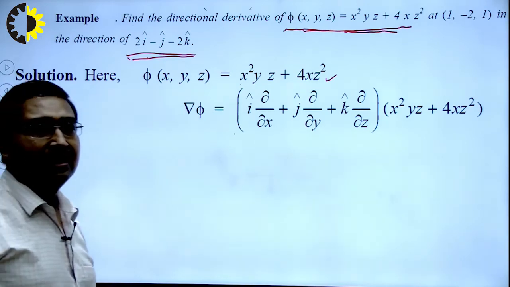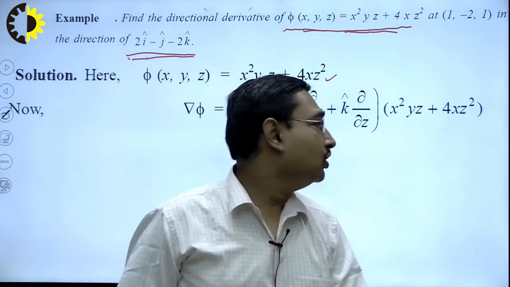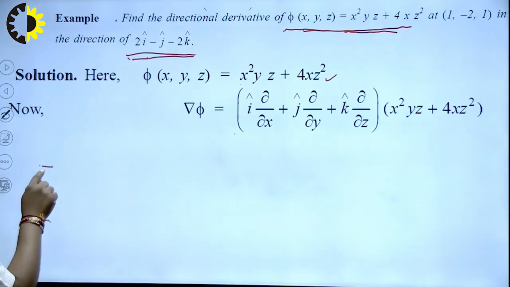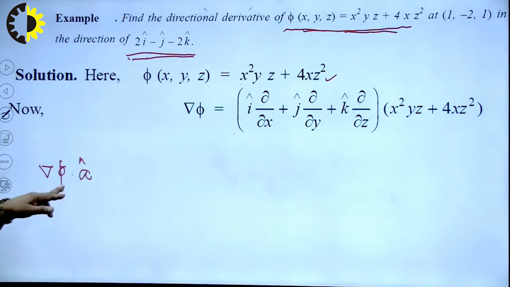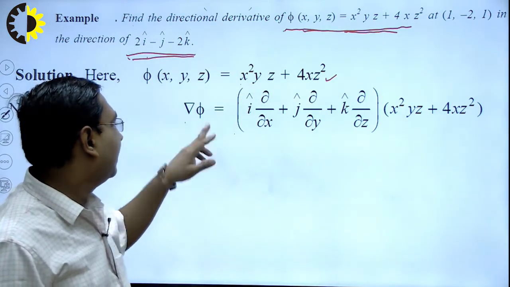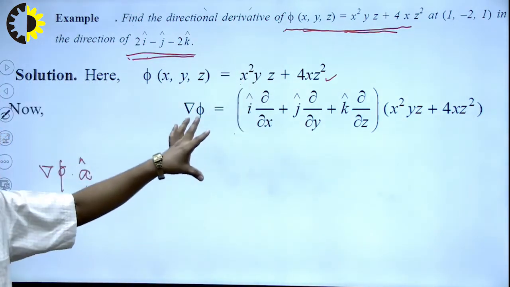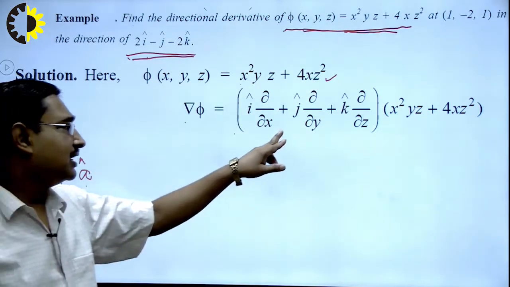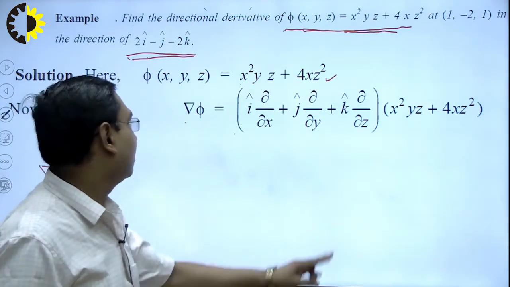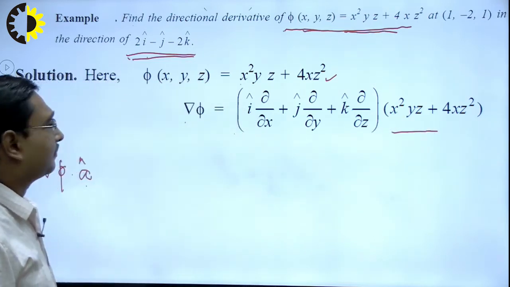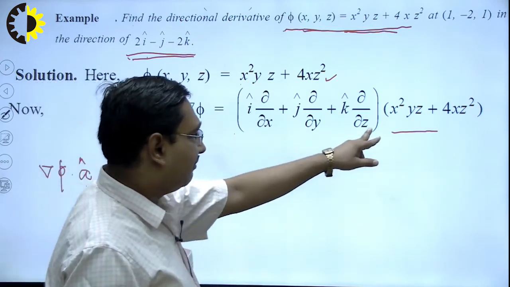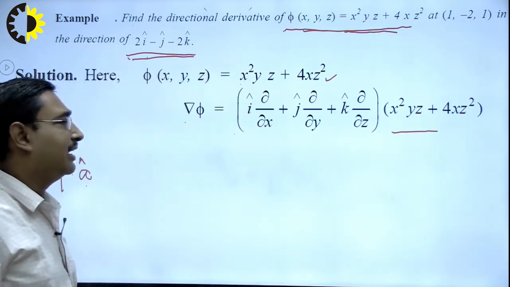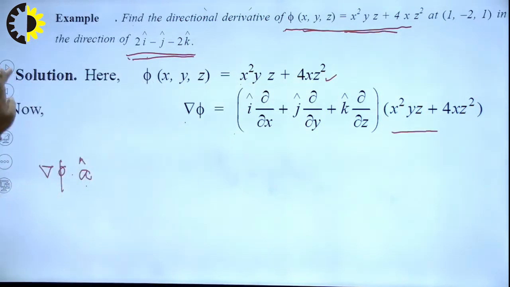Now, to calculate the directional derivative, we use the formula grad phi dot unit vector A. Therefore, grad phi and unit vector A are both required, and that's why I am finding grad phi for the given phi. Grad phi is i del by del x plus j del by del y plus k del by del z of phi, which is written here. Applying del by del x on this expression, then del by del y, and then del by del z, I shall obtain its value.